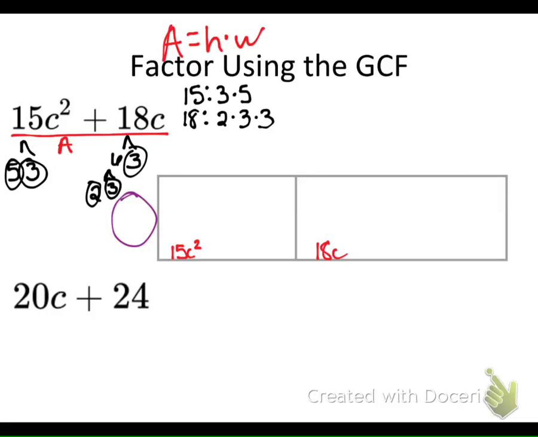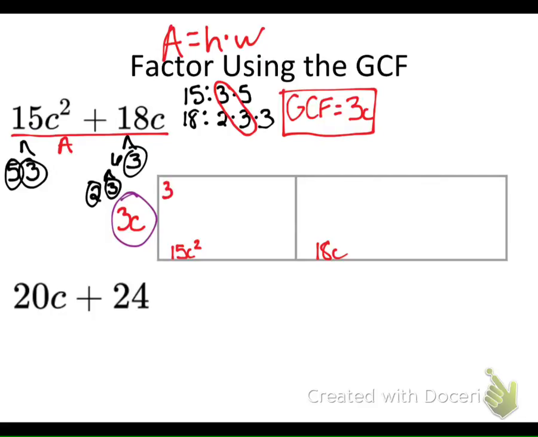All right. Do we see any common numbers in both 15 and 18? 3, right? Very good. So I'm going to circle those 3s. Because there's only one 3, that means my greatest common factor is going to be 3. And then let's look at my variables. I have a c squared and a c. What is the lowest amount of variables that I have in both my numbers? C. Just a c, right? Very good. So my height and my greatest common factor is 3C. Now I can plug those numbers in to find my width.